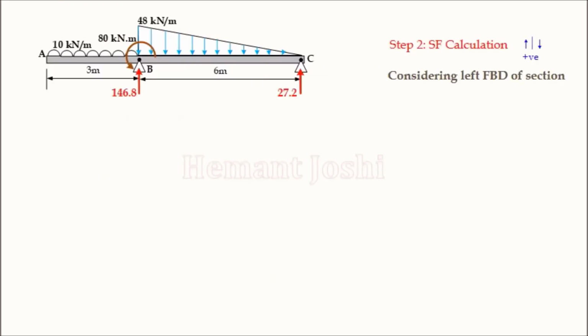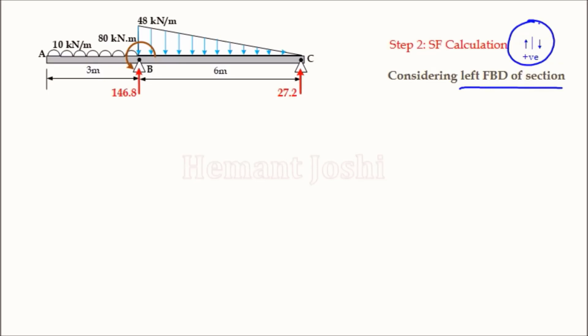Step number 2 is shear force calculations. For shear force calculations, we have 3 points: A, B and C. At each point we have already decided that we are going to calculate 2 values, one just left of each point and one just right of each point. So in total we are supposed to calculate 6 values of shear force. Again the same sign convention we are using: for sections, left upward is positive, and we are always considering the left FBD for our shear force calculation.